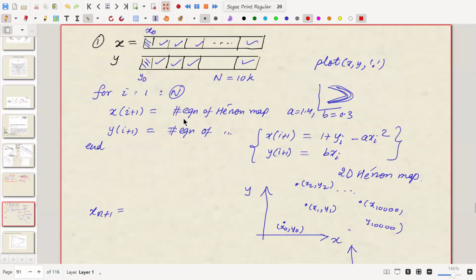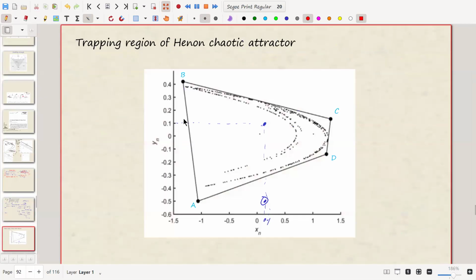So this is what you did in the last class. And moreover, you can find a trapping region of the Henon map also. What is a trapping region? Trapping region means, this is the Henon attractor, okay? And A, B, C, D are the trapping region. Okay, what does it mean?